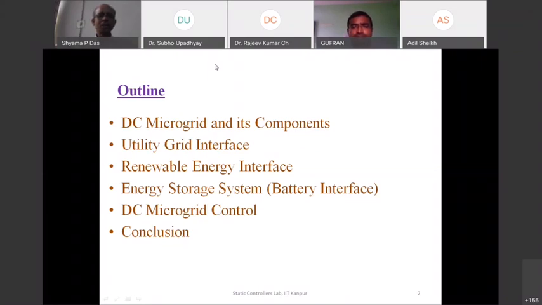And then followed by that, we will see how we can control the DC microgrid in a coordinated manner with all these components: the utility grid interface, the renewable interface, which is the solar photovoltaic cells, and then the battery interface. How we can integrate these three to control the DC microgrid.